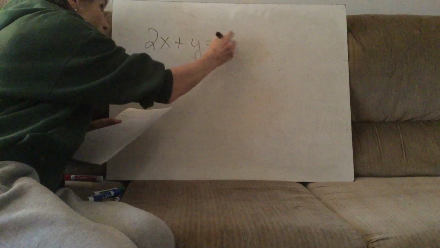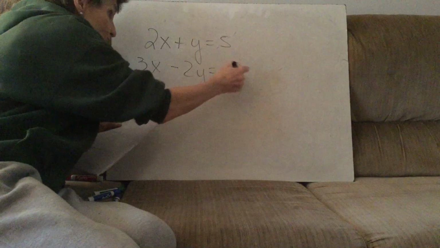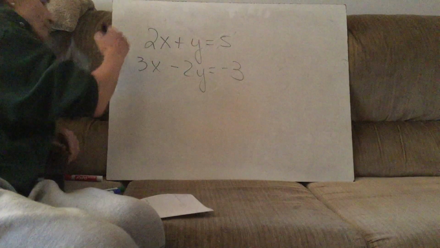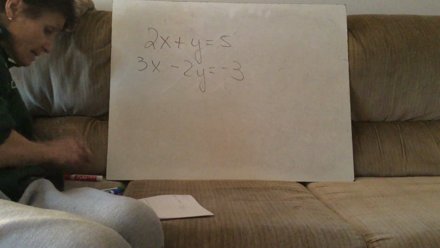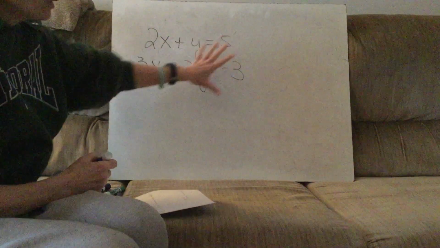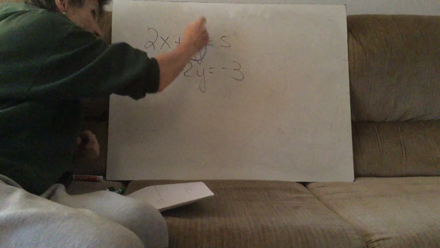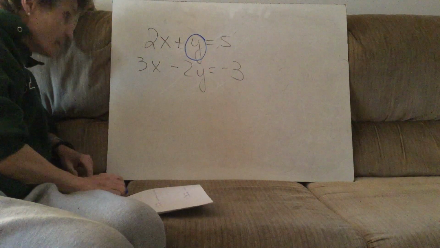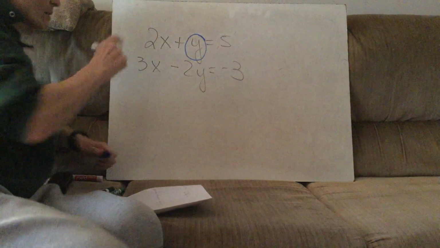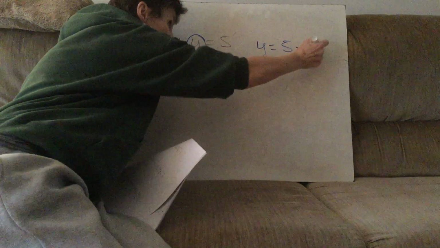It says solve using substitution. Okay, so the directions very clearly say we are to use substitution. Now remember, if you're using substitution, you want to find a variable in there, preferably, that's already by itself. So that would be this y right here. This y is the only one that's already by itself. So I'm going to take that top equation, and I'm going to get the y by itself. So I'm going to move the 2x over. So y equals 5 minus 2x.